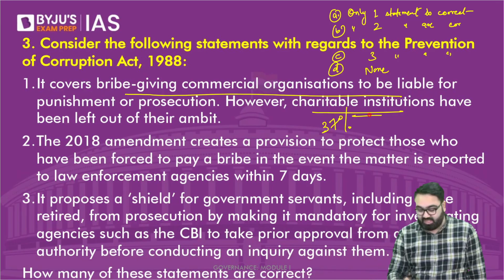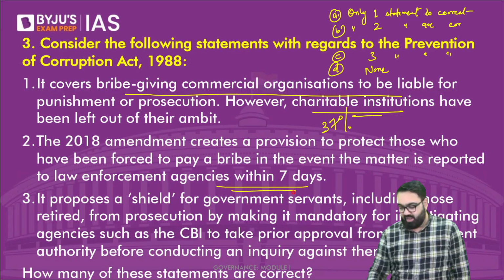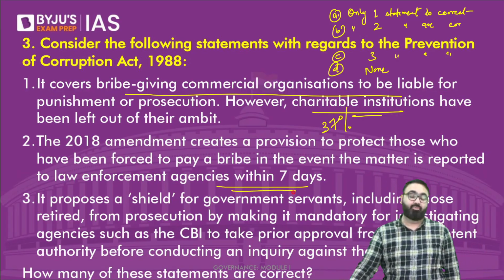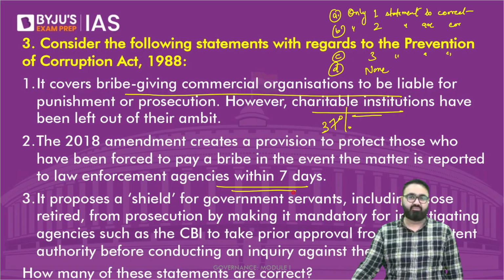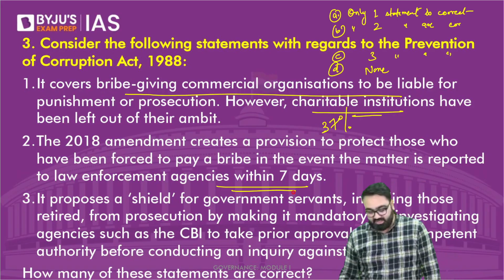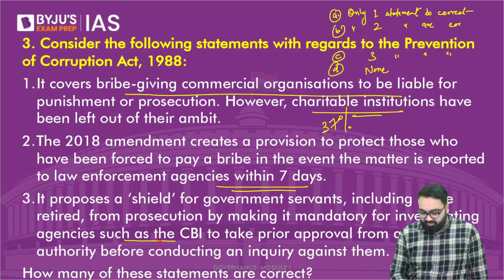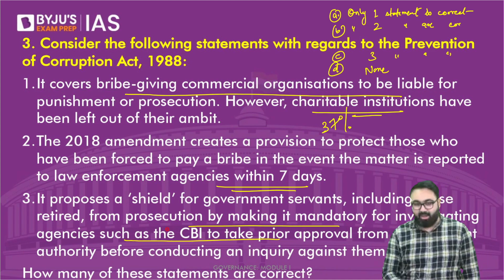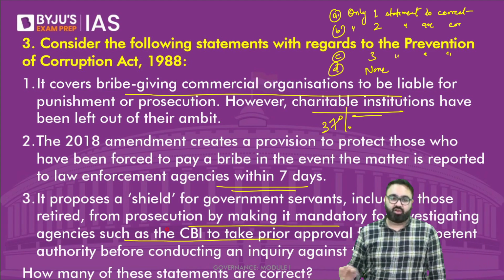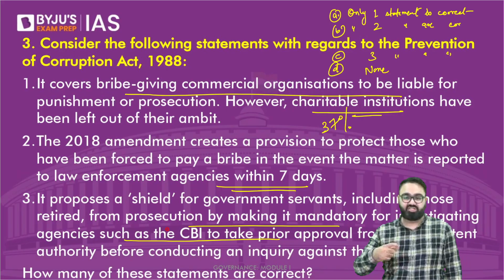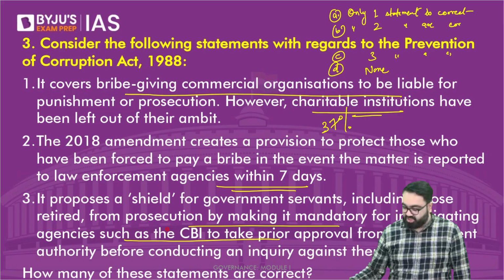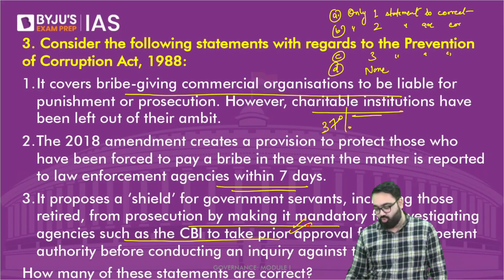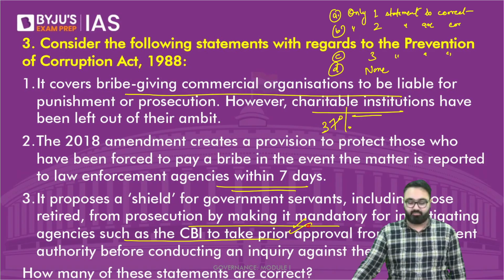Second, we did discuss the 7-day time period. If you are being forced to give a bribe, you have to report within 7 days. If you report within 7 days, you are fine, you are safe. Third, we also discussed that if you are a retired official, you are being protected by the government. How? If against a retired official the investigation or prosecution has to be done, that has to be with the prior approval of the government.